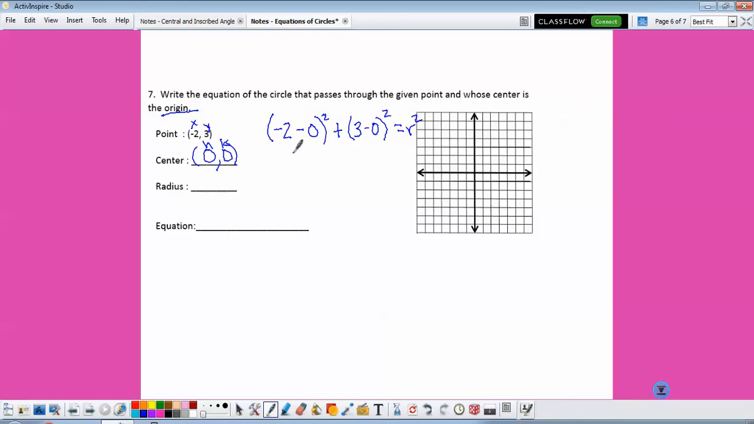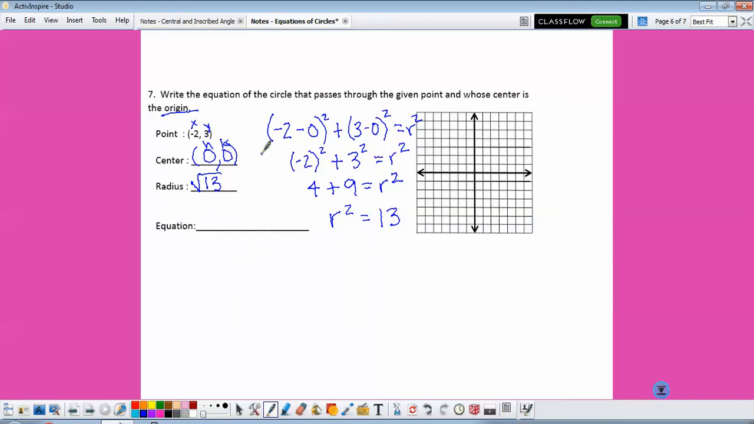Negative 2 minus 0 is negative 2 squared. 3 minus 0 is 3 squared. Negative 2 squared is 4. Plus 3 squared is 9. So we get that r squared is 13. If we want just the radius, we need to square root it, so the radius is the square root of 13.